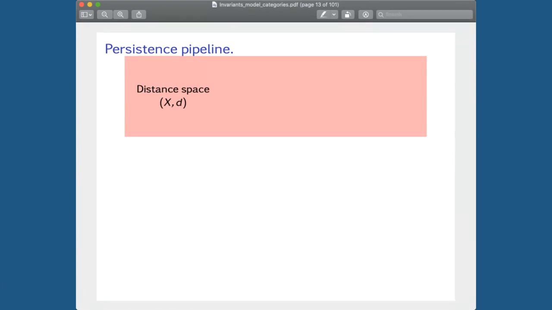So in the persistent pipeline, we translate this distance information into spatial information, into a hierarchy of simplicial complexes, for example, via the Vietoris-Rips construction. In this step, just so we are aware, this step doesn't lose or add any information. It's like unzipping. A distance space is a very economical way of encoding certain structure, and this Vietoris-Rips is like unzipping this big file into a spongy, huge object.